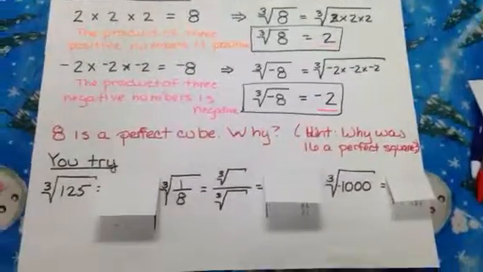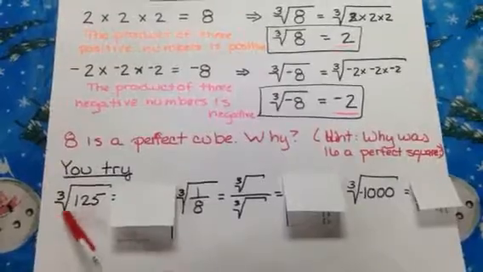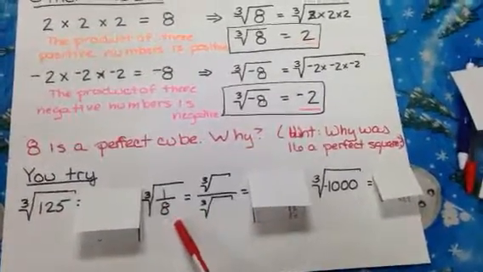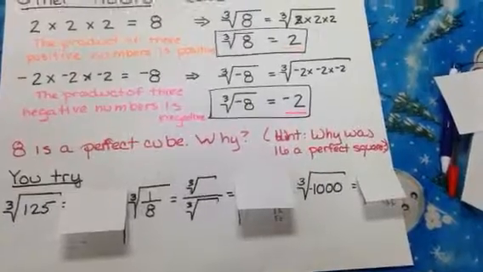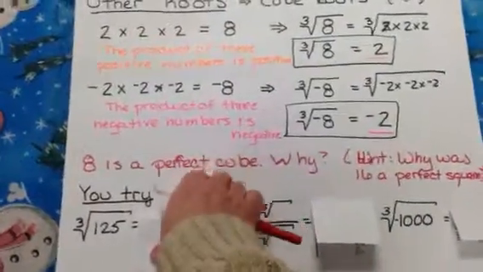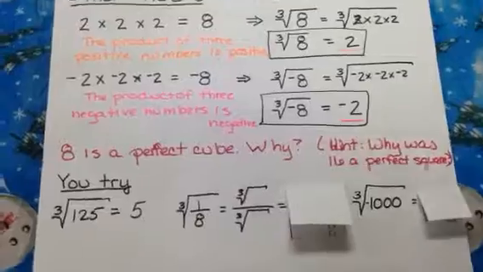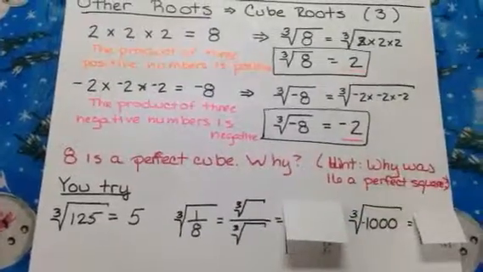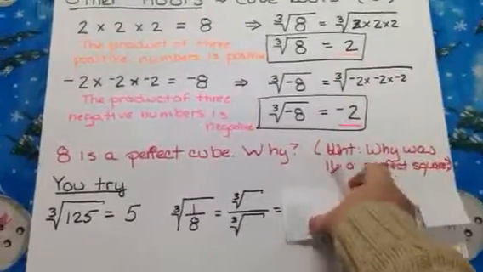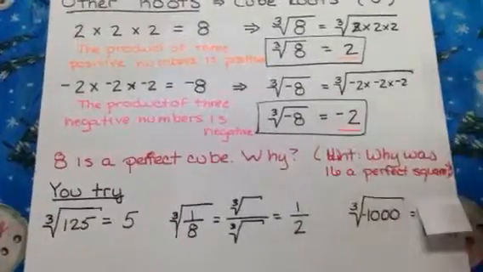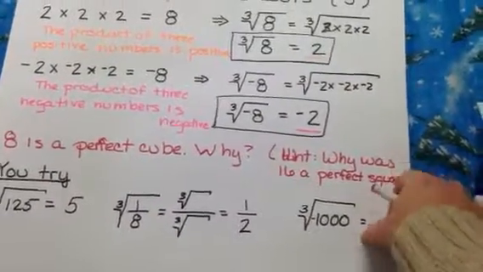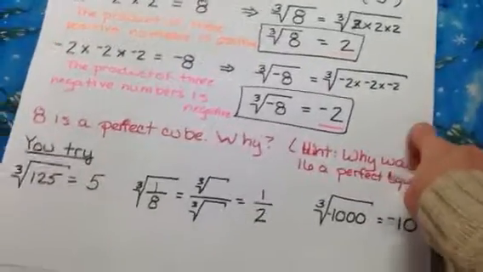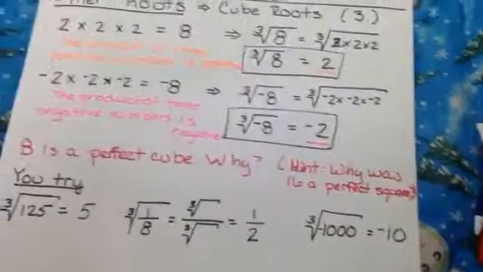All right, now you try this. Take the cube root of 125, the cube root of 1 over 8, and the cube root of negative 1,000. Pause the video and see what you get. All right, hopefully you got 5 as the cube root of 125. And you've got 1/2 as the cube root of 1/8. And you've got negative 10 as the cube root of negative 1,000.